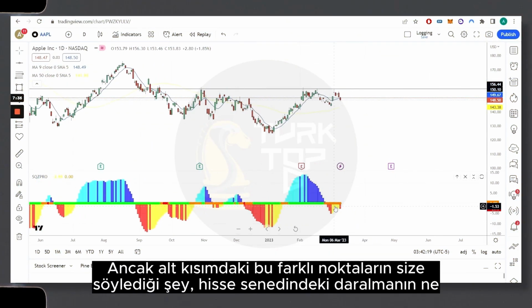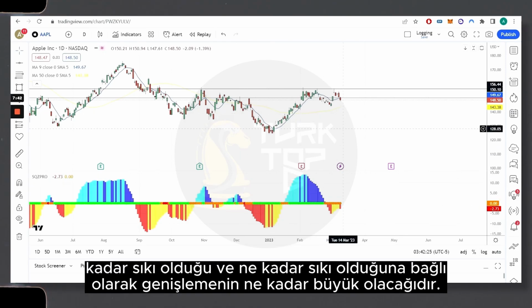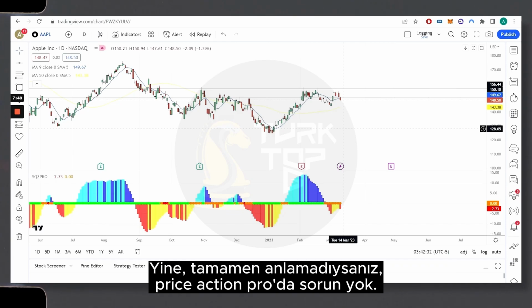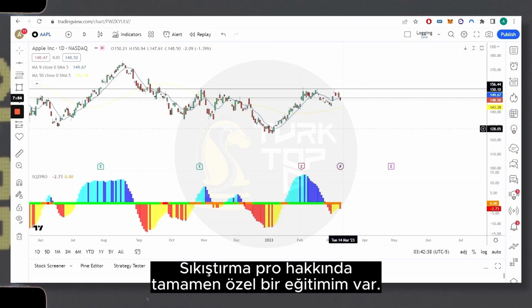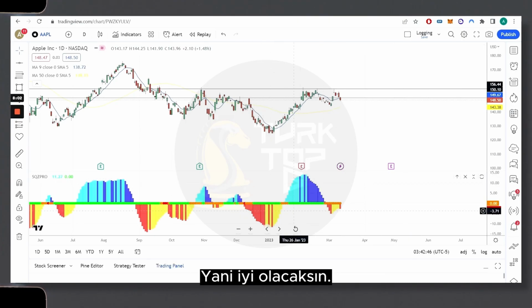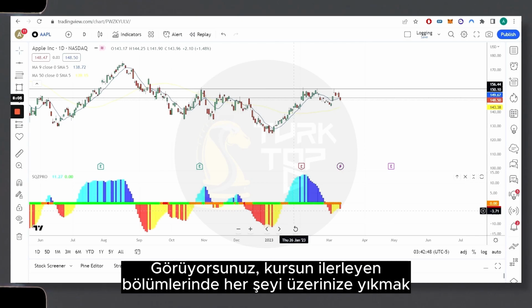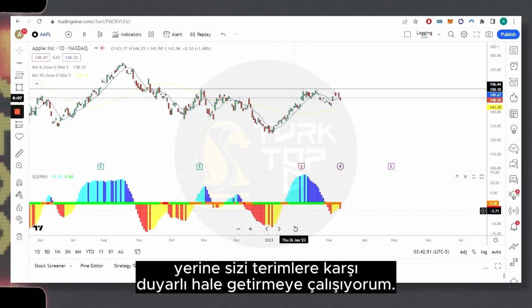But what these different dots on the bottom tell you is how tight the contraction in the stock is, and based on how tight it is, how big the expansion will be. Again, if you don't completely understand it, that's fine. In the Price Action Pro, I have a fully dedicated tutorial on Squeeze Pro. So you will be fine. You see, I'm trying to desensitize you to the terms rather than throwing it all at you later in the course.